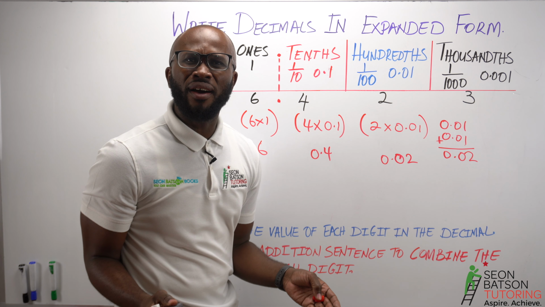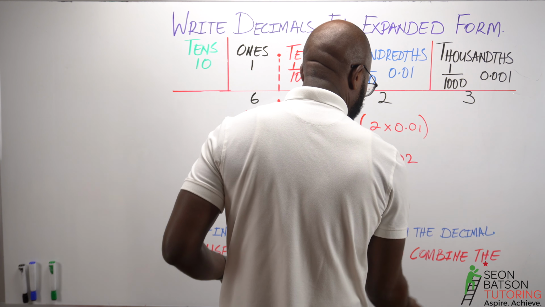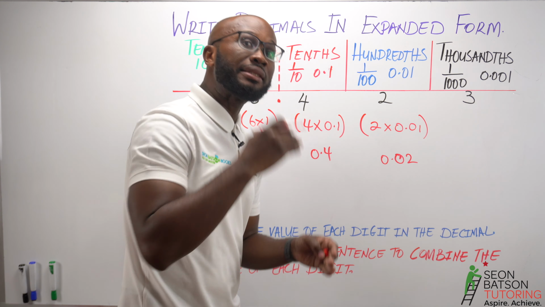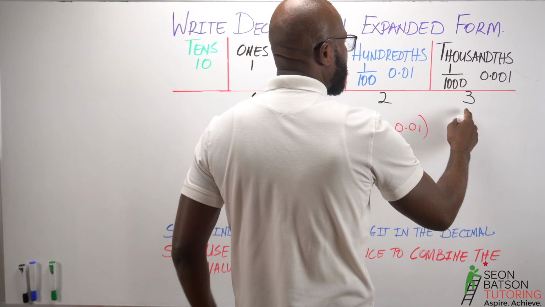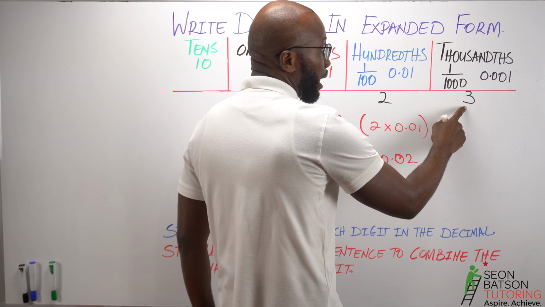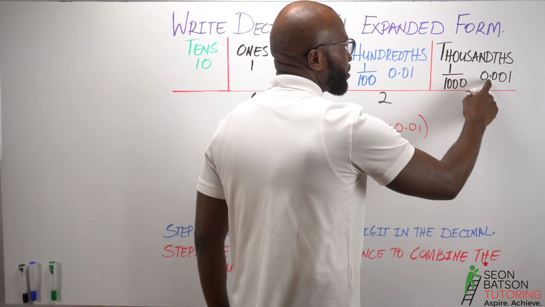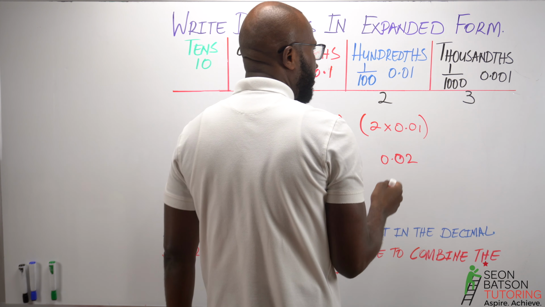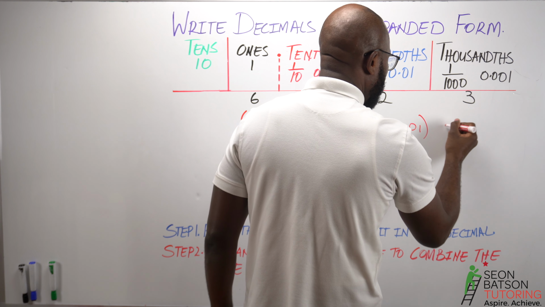How are you feeling so far? Super! Now, it's time to find the value of the 3. Remember, we have to find the value of each digit in the decimal, yes? To find the value of the 3, since the 3 is in the thousandths place, we will simply multiply the 3 by the fraction 1 over 1,000, or the decimal 0.001. Yes? We will multiply by the decimal, which is 0.001, or 1,000th.